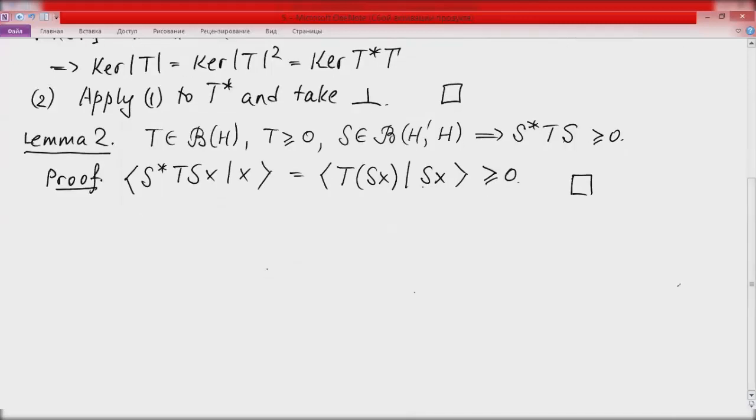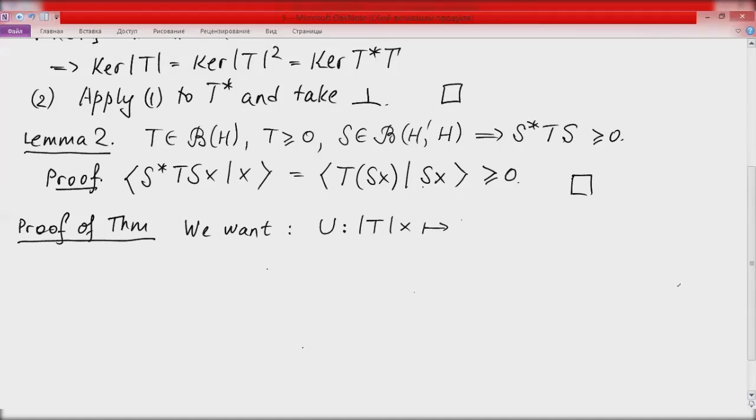Okay, let's now prove the polar decomposition theorem. So we want to construct a partial isometry U such that the product of U and the modulus of T is T. So we want to construct U in such a way that U takes each vector of the following form, the modulus of T applied to x, to T of x, for each x in H1. To show that such an operator exists, let's do a little calculation.